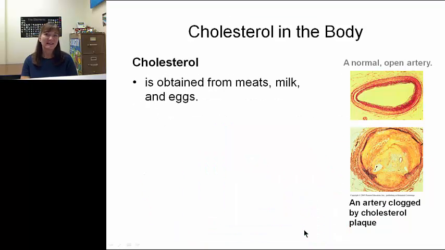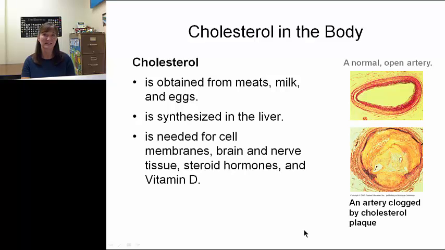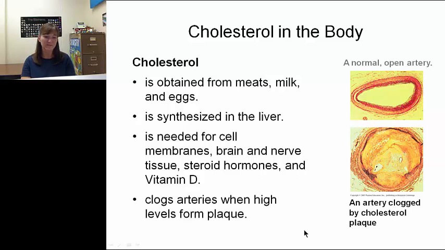Cholesterol in the body is obtained from foods such as meats, milk, and egg. It's synthesized in the liver, so not only do we sometimes eat it, but our body actually synthesizes cholesterol in the liver. And we need cholesterol for things like the cell membrane. We need it for our brains, nerve tissue. It is the precursor for steroid hormones and vitamin D. So our body actually makes vitamin D by starting off with cholesterol.